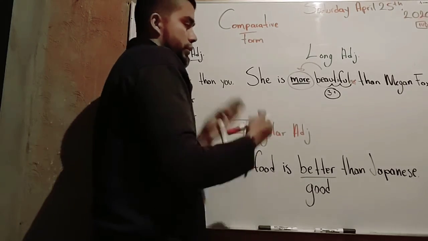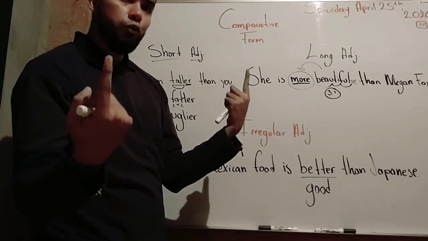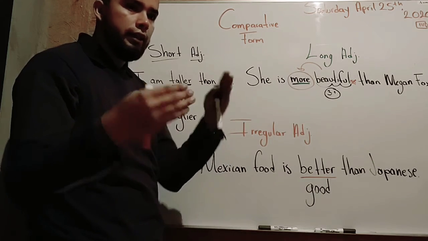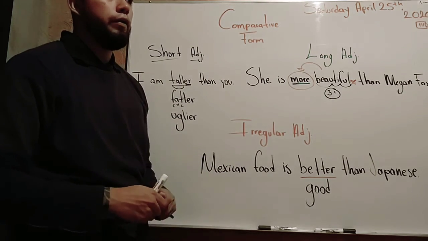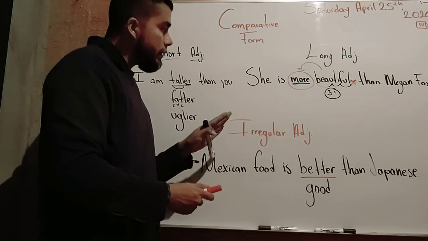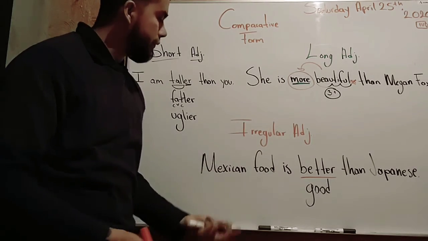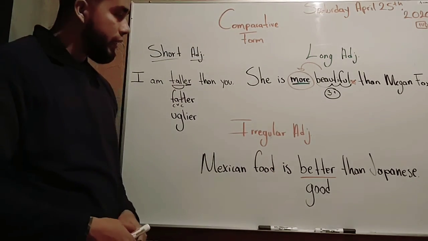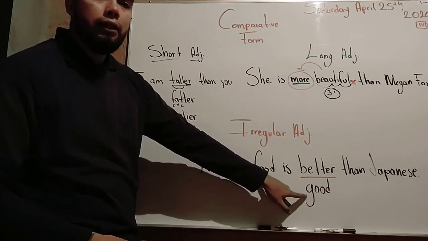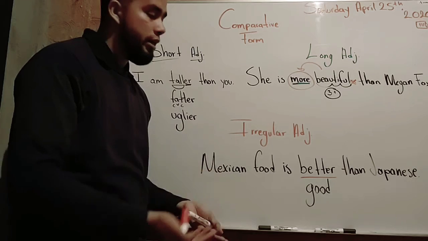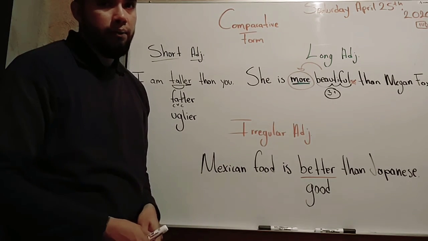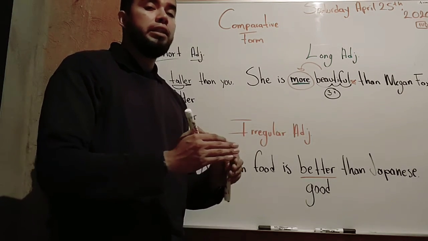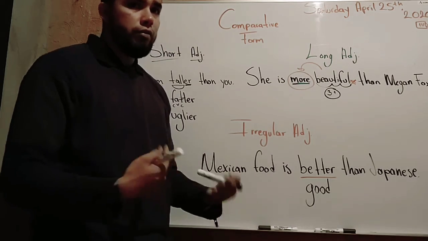In this case, remember, we are comparing one versus one, or a group versus a group. They have the same number of members. Now, then we have irregular adjectives. Mexican food is better than Japanese, for sure. In this case, my complete adjective changed from good to better. That's why they are irregular, because they totally change. Like the verbs. Do you remember the irregular verbs? It's the same.